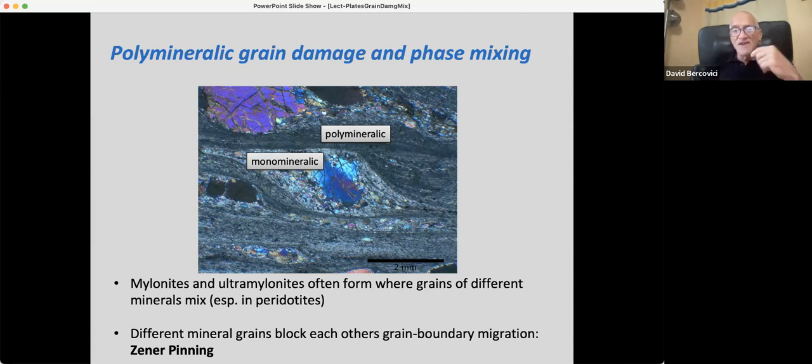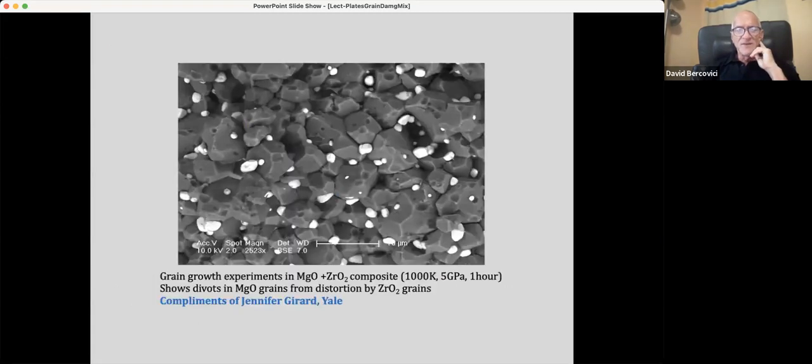But if you have another phase get in the way, then that grain boundary migration gets blocked. Okay, and I'll show you a cartoon of that in a minute. And Zener pinning is an important component of that. It's something well known in metallurgy also to try to control grain size in metals.